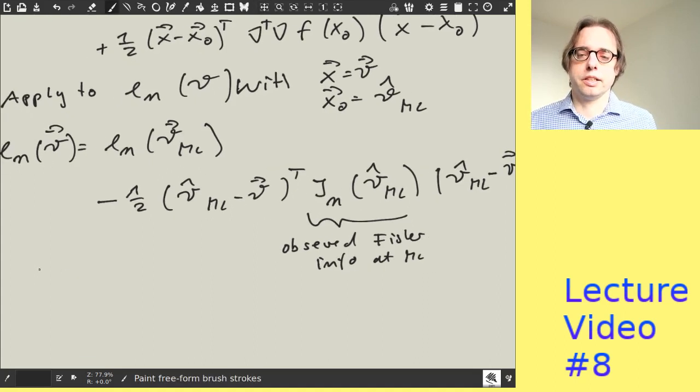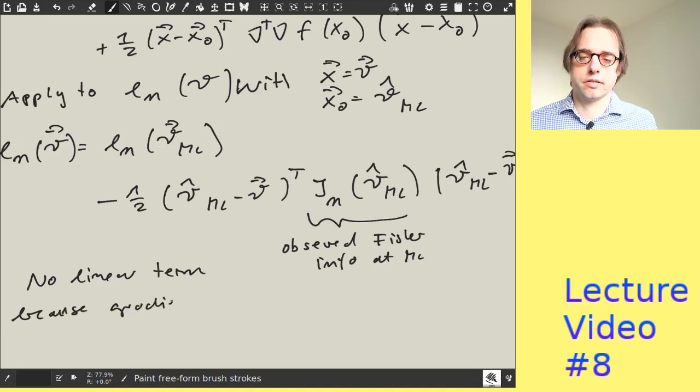So there's no linear term, because the gradient vanishes at the MLE, of course, so it's by definition.